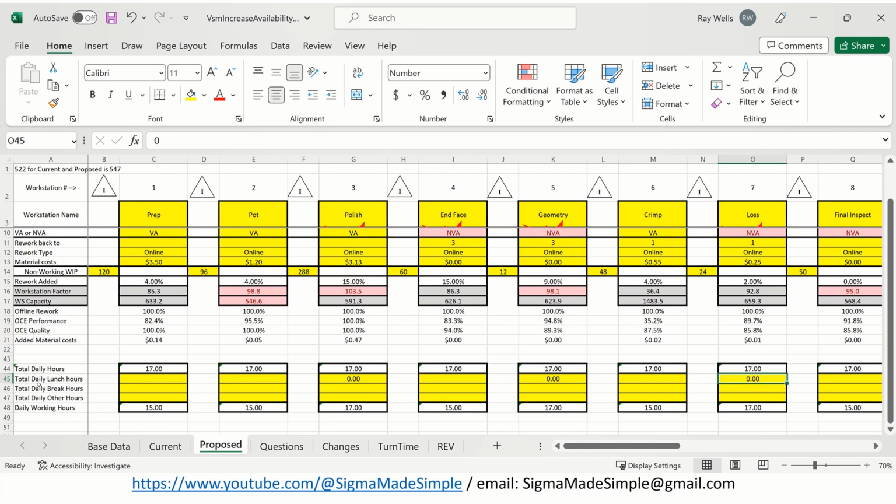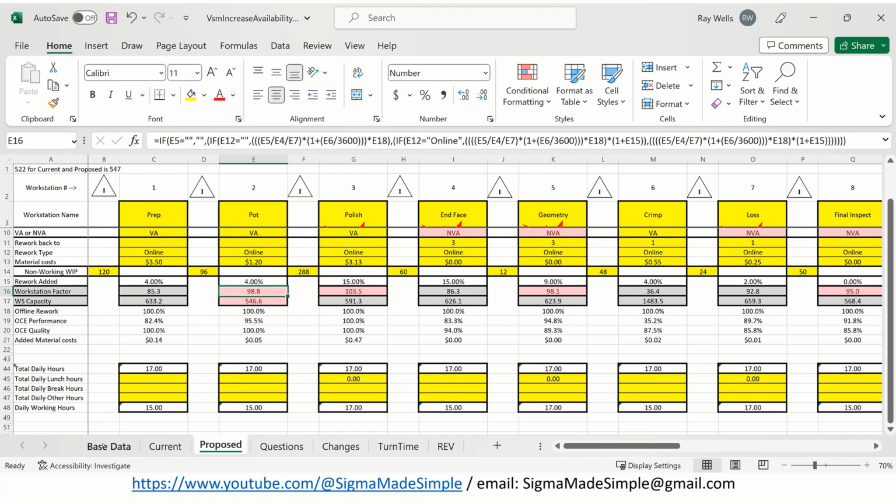So even though Crimp is covering for loss, if you notice their workstation factor is only 36, so they're not being utilized very much. They can take a half hour and cover for another group and then recover. Same for in-face. They're at about 86%. So they can take some time off. Same with prep.